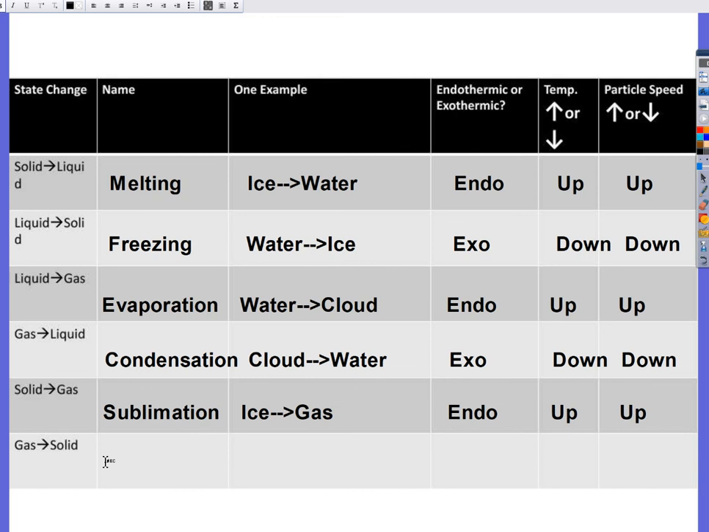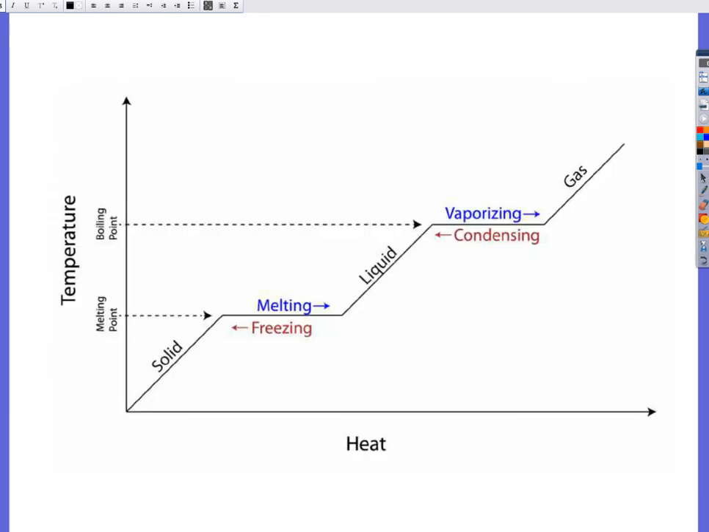Gas to a solid is the opposite of sublimation, which is deposition, like you're depositing solids. So you'd be going from a gas to ice. You're cooling it down, so it's exothermic, temperature goes down, particle speed goes down. And that's just a graph to help you visualize what we did on the last page in that chart. And that's the end of our states of matter unit.